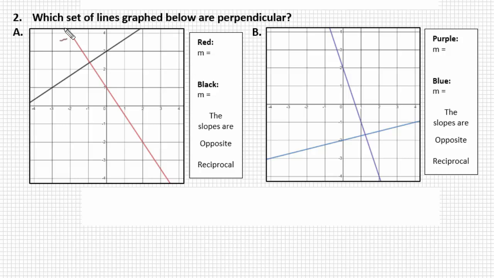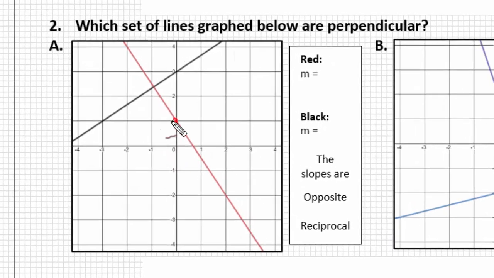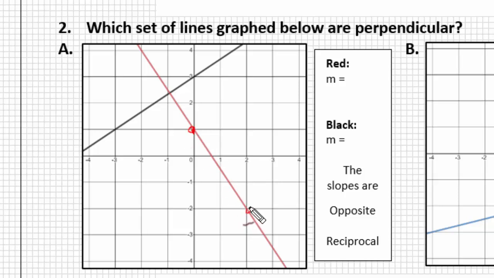We have the red line here, which I know has a negative slope because it starts high on the left and drops to the right. And then the black line has a positive slope because it starts lower on the left and increases to the right. So I'm going to draw in a slope triangle here for the red line, and you can go ahead and pause the video and find the slopes. We'll do this for both sets of lines.